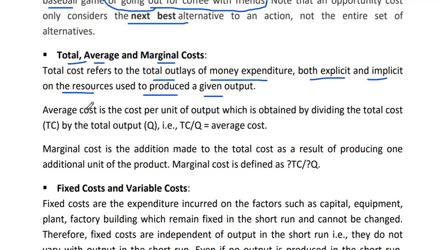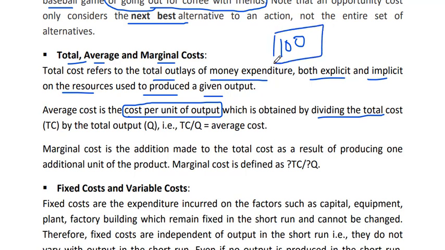Now average cost is a cost per unit of output, which is obtained by dividing the total cost. Let's say a given company will produce 100 mobile phones in a month, and their total cost is this much. So what is the cost of one mobile phone? I have to calculate the cost of one mobile phone.